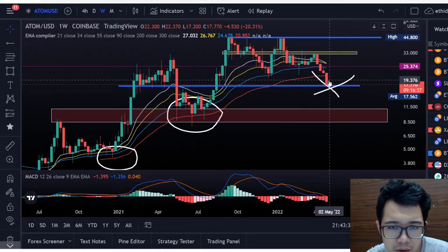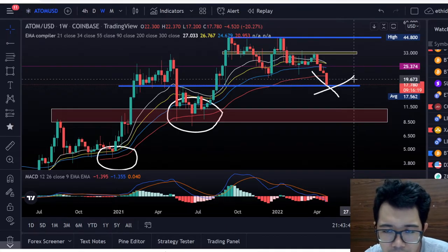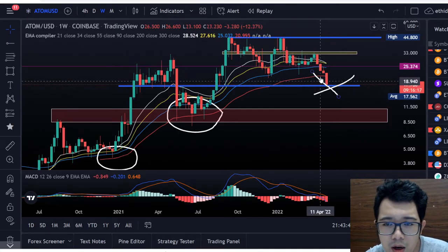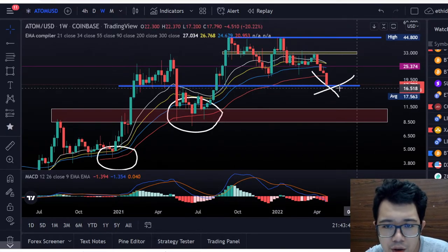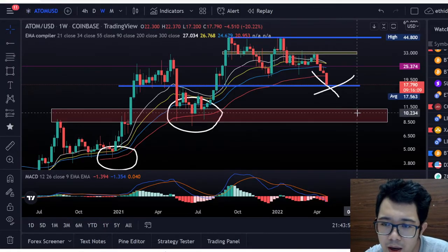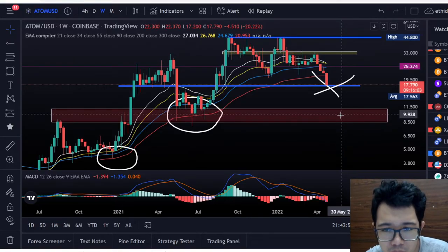This is the moving average, the red one. The red is moving average 200. The moving average 200 in here cannot hold the line and it breaks. So the blue one is the last support. If we cannot hold this in Atom USD, the next plan is going back to 11 USD. It's very possible with that here.